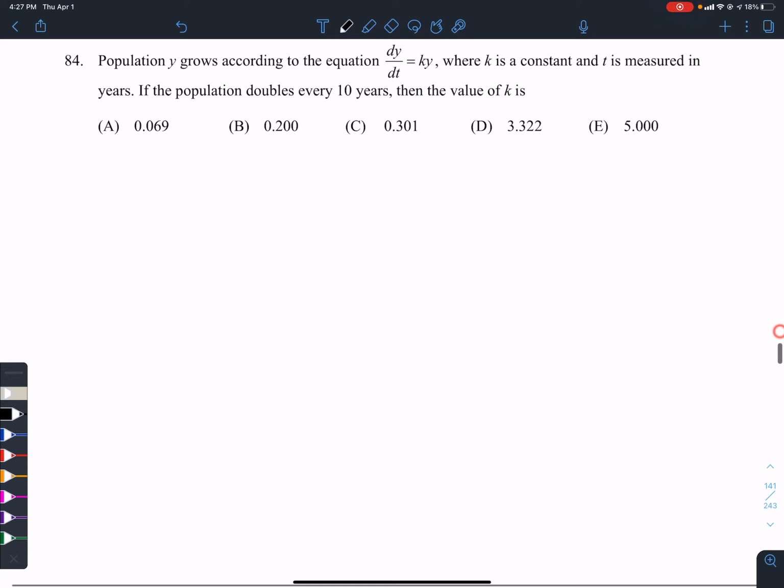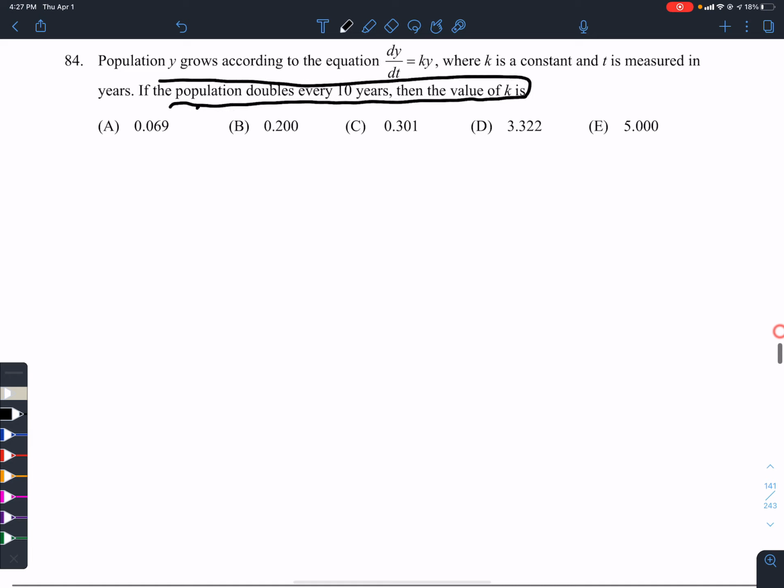1998, number 84. So what do they want? They want to know what K is. Now this one, there's a fast way and there's a not so fast way. I'm going to do the long way first and show you what you're supposed to recognize to make it a shortcut. So they're giving us the population doubles every 10 years.